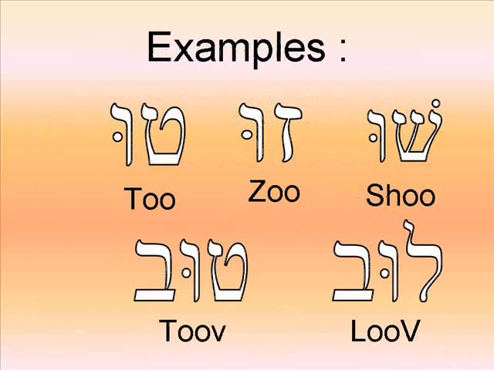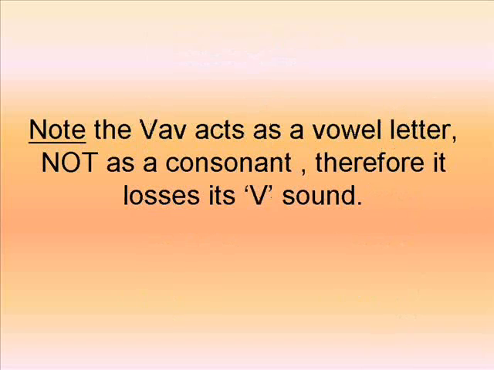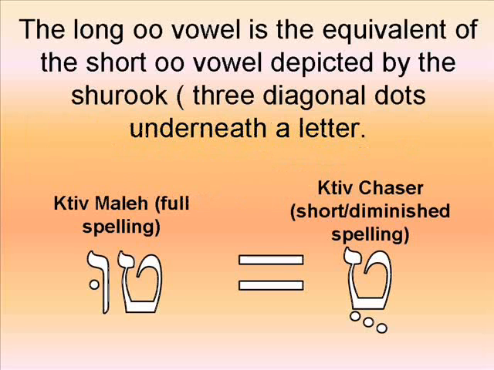More examples: shu, zu, tu, luv, tuv. Note, the Vav acts as a vowel letter, not as a consonant. Therefore, it loses its V sound. The long U vowel is the equivalent of the short U vowel, depicted by the shuruk. That's 3 diagonal dots underneath the letter.